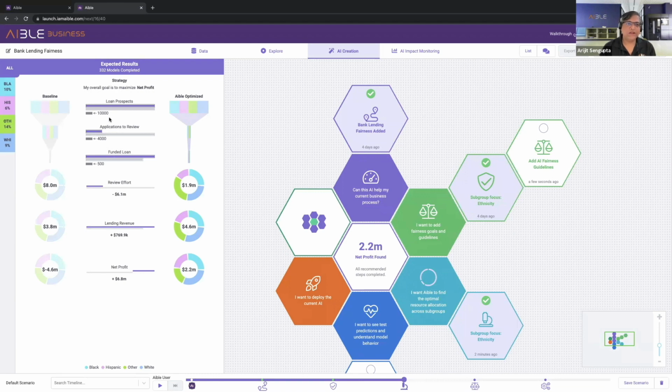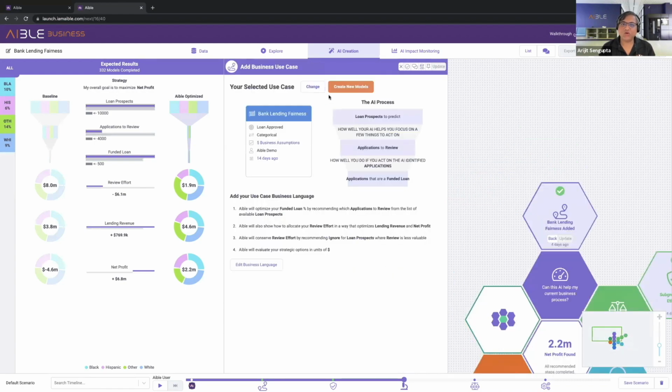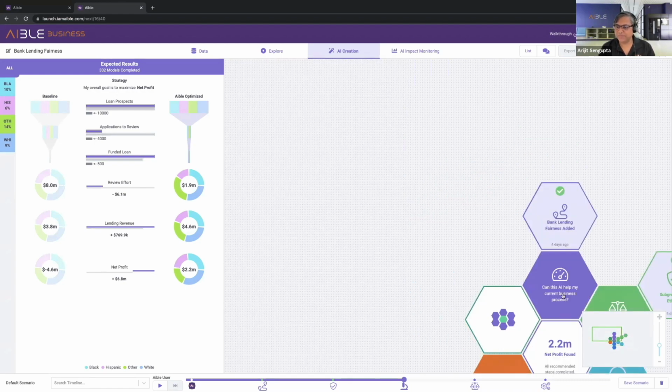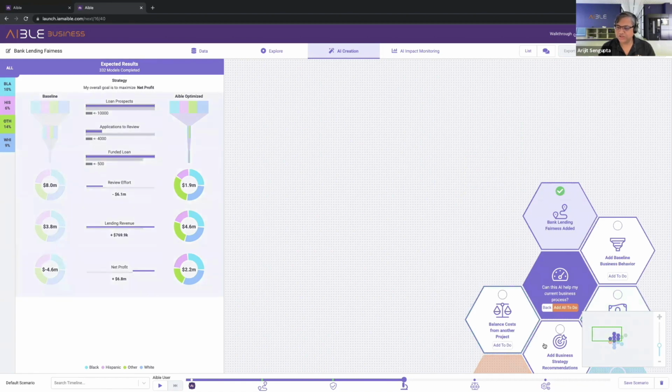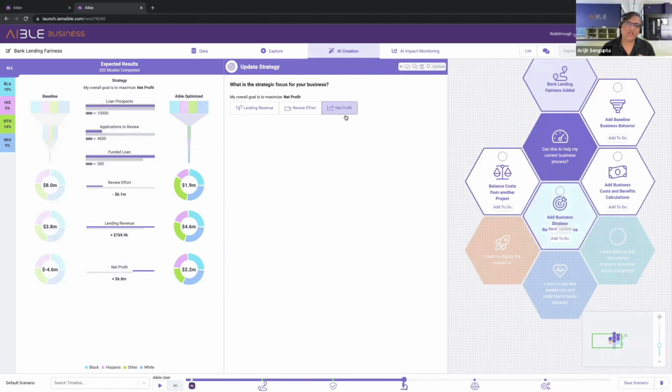So we're looking at how many loan prospects the bank received, what were the applications they reviewed, how many they funded, etc., and what was the profit. On the right-hand side is what Aible is telling me it can do based on what it's seeing in the data. Now, this depends on what is it that the bank is trying to achieve. So, for example, I might want to go in and change my business strategy here because I'm looking at this thing and saying, hey, this is very profitable, but the AI is so effective, it's basically telling me to stop reviewing the vast majority of my loans.